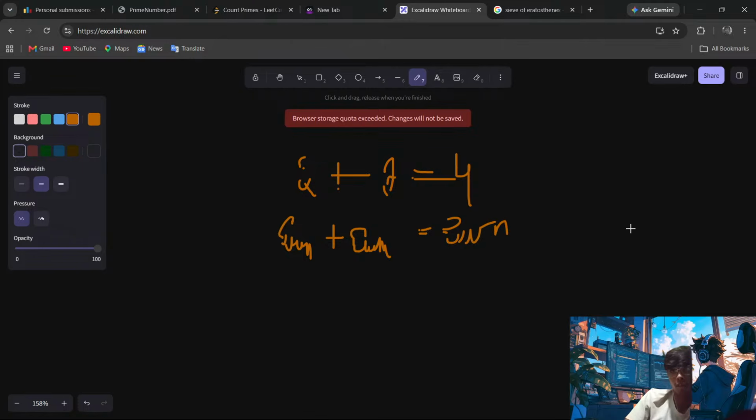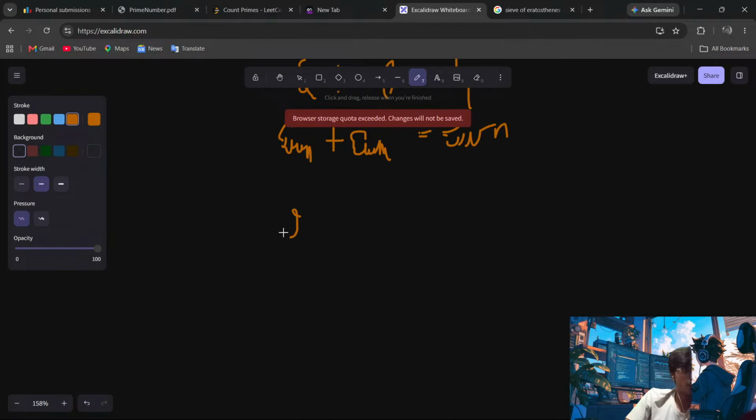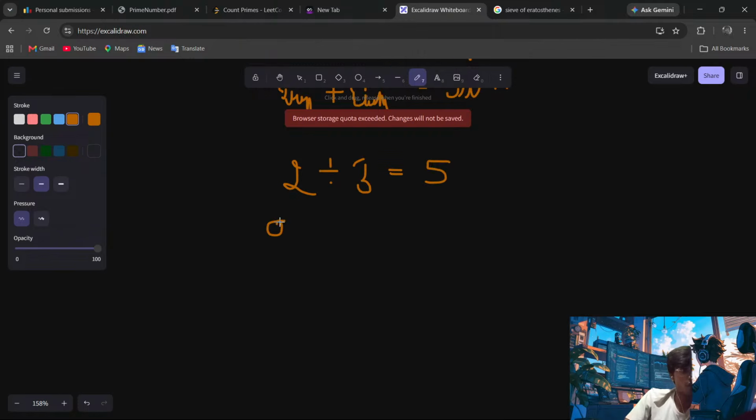Don't traverse again for counting primes, just do it in the first loop. Okay, now another thing I know is that 2 plus 3 will give me 5. So I know that even plus odd will give me odd. So as I know that every even number after 2 is not a prime number, I will directly jump to the odd numbers.